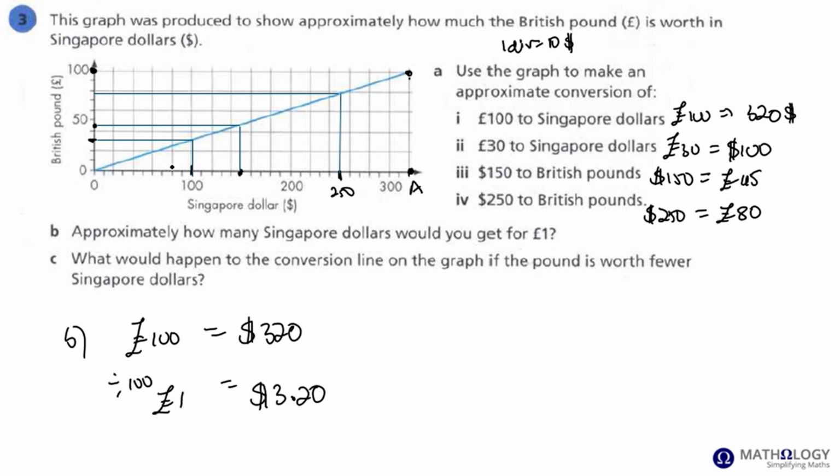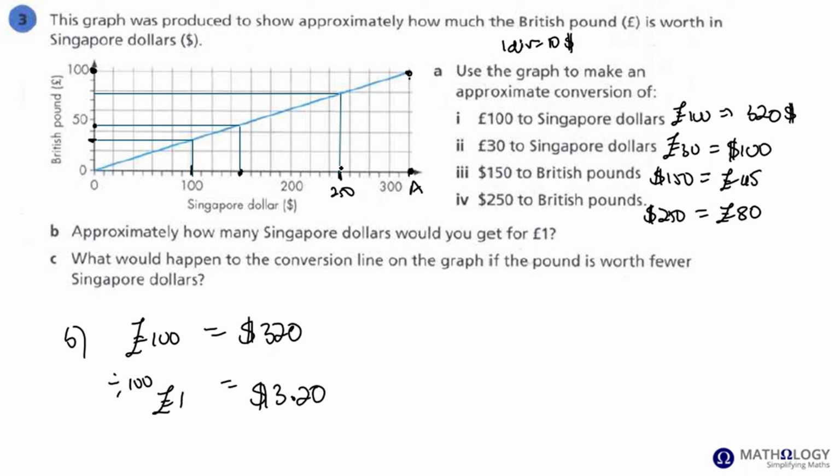What would happen to the conversion line on the graph if the pound is worth fewer Singapore dollars? Well, they're basically asking if it would be steeper or shallower. If the pound is worth fewer Singapore dollars, let's just take the 320 Singapore dollars. In other words, to get 100 pounds, we would have fewer Singapore dollars. That means the 320 would have to reach the mark of 100 at a much lower value of Singapore dollars. So, for example, let's say it was 250.